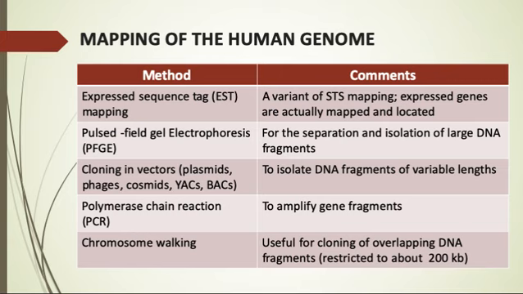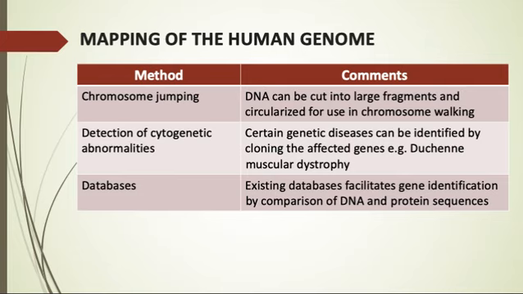Then you have the chromosome walking. These are useful for cloning of overlapping DNA fragments, restricted to about 200 kb. Then you have chromosome jumping, that is, the DNA can be cut into large fragments and circularized to use in chromosome walking.